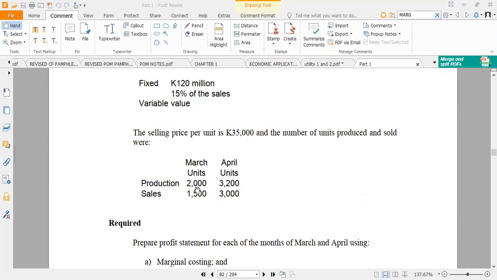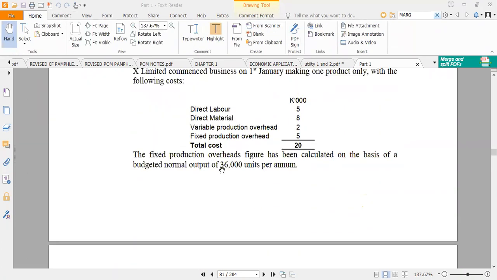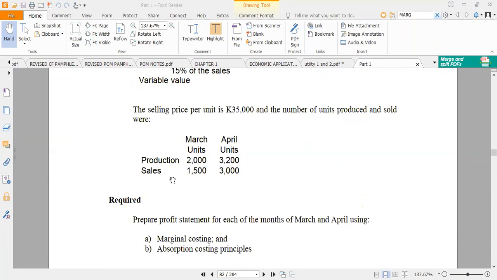So we can now know that in March, since we produced 2,000 units against the budgeted 3,000, there was an under absorption of 1,000 units. We produced less than budgeted. In April, there was an over absorption of 200 units. So that's what it means here.